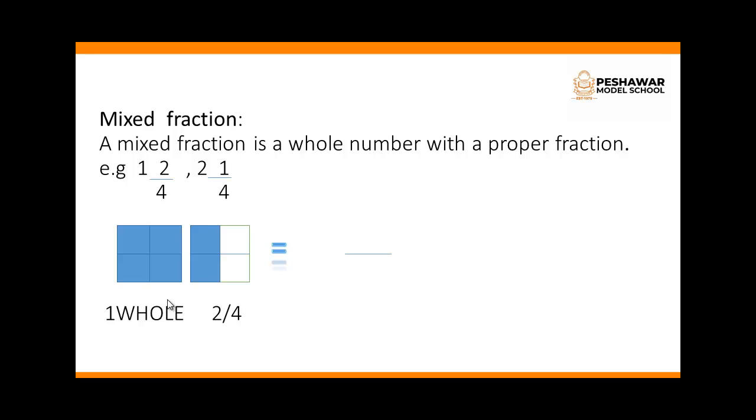Mixed fraction. A mixed fraction is a whole number with a proper fraction. For example, 1, 2 over 4. Here 1 is the whole and 2 over 4 is a proper fraction. So, this fraction is called a mixed fraction. One whole means all parts and 2 over 4 means 2 parts are selected from 4.